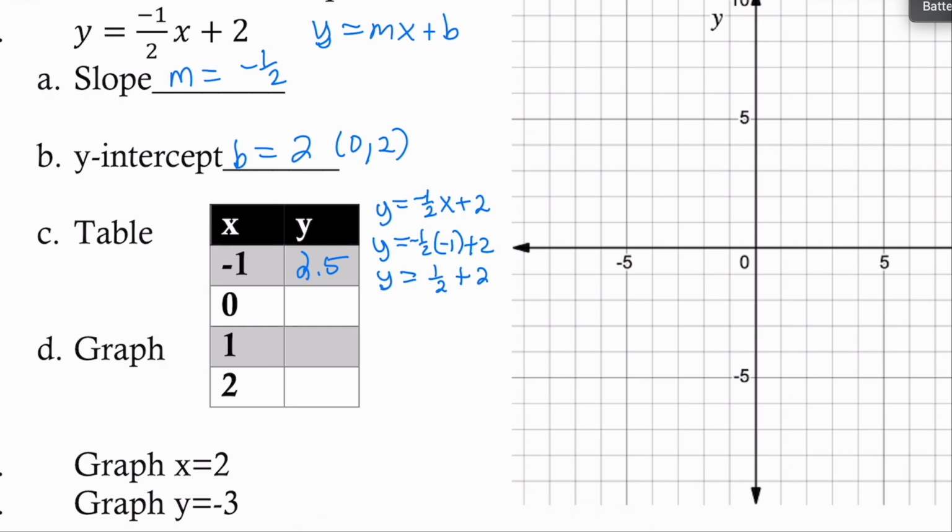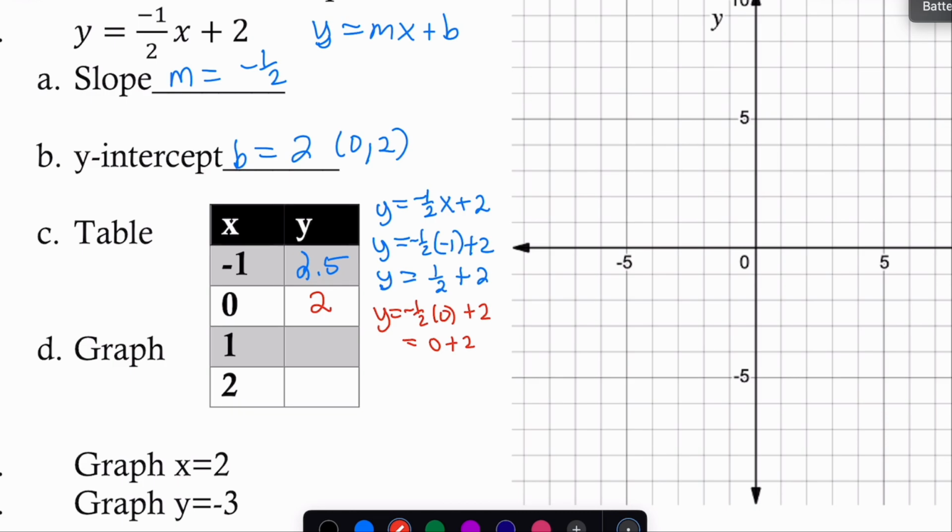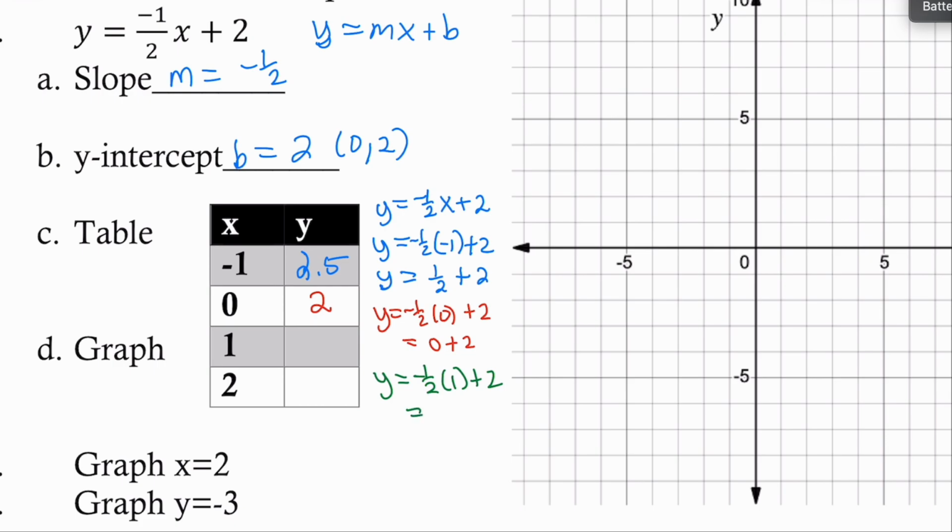Let's do it again. We're going to do y equals -1/2 times 0 plus 2. Well, 0 times anything is 0, and when we add 2, we're going to get 2. Let's plug in 1. y equals negative 1/2 times 1 plus 2. 1 times anything is just itself. 1/2 plus 2 is really 2 minus 1/2, minus a 0.5, so it's 1.5.